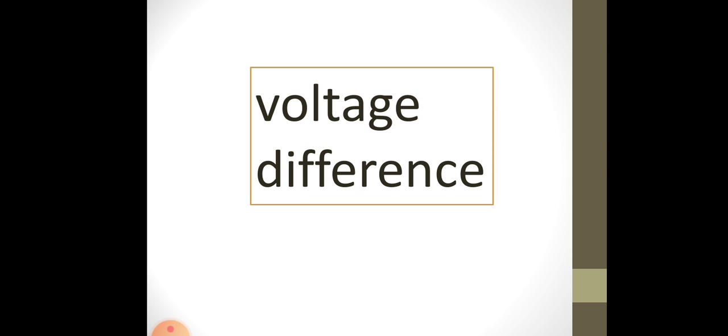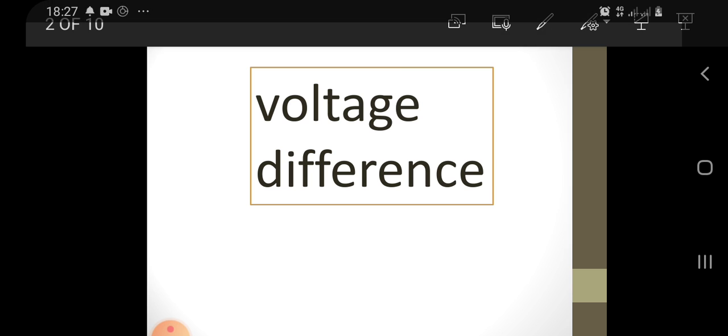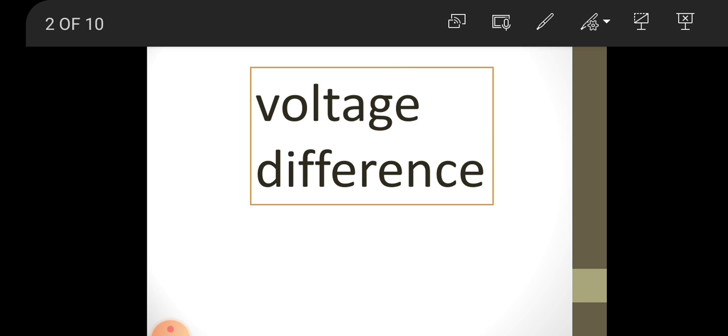So what is a voltage difference? It is the difference in ion concentration, of negatively and positively charged particles. Comparatively high negative particles we can observe inside the cell, and a high concentration of positive charges we can observe outside the cell. So this difference is called the membrane potential or voltage difference.